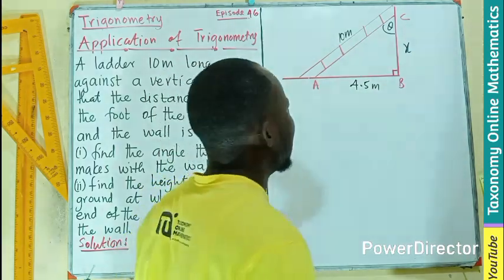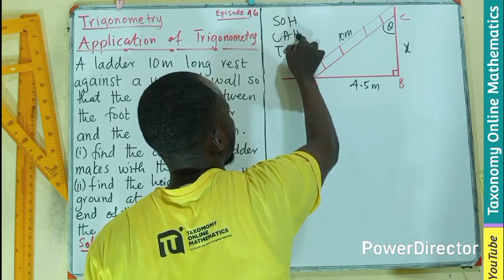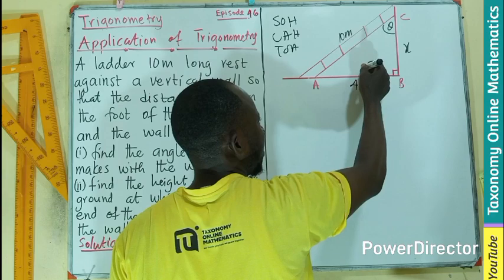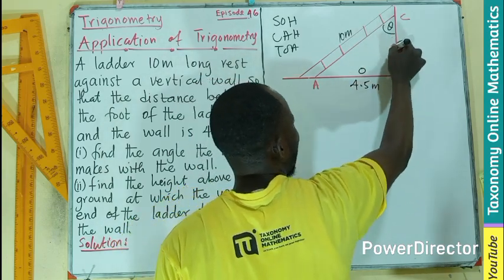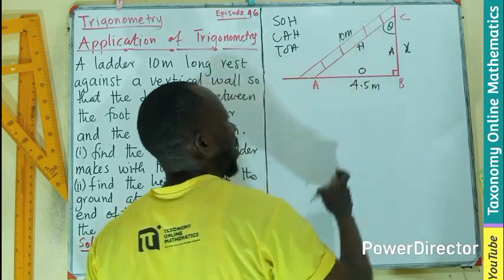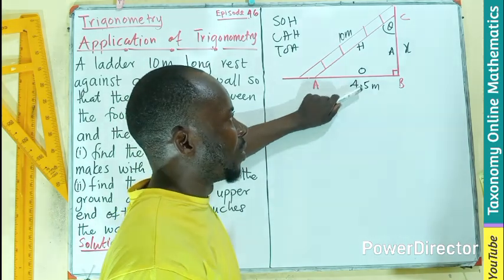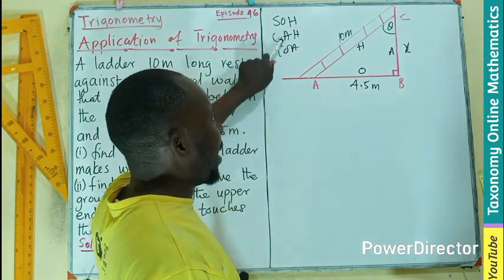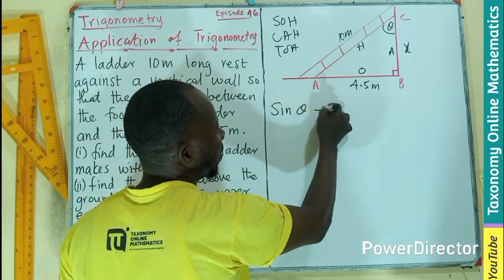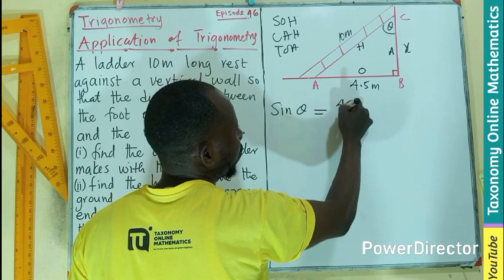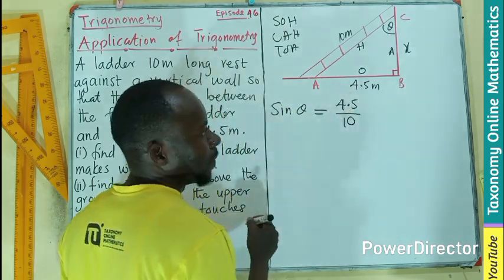Remember our SOHCAHTOA. Where the angle is facing is the opposite side. The one perpendicular to the opposite is the adjacent. The longer is the hypotenuse. In this, we know the hypotenuse, we know the opposite, so we ignore the adjacent, meaning sine. Sine of the angle theta is equal to the opposite side, 4.5, divided by the hypotenuse, which is 10.